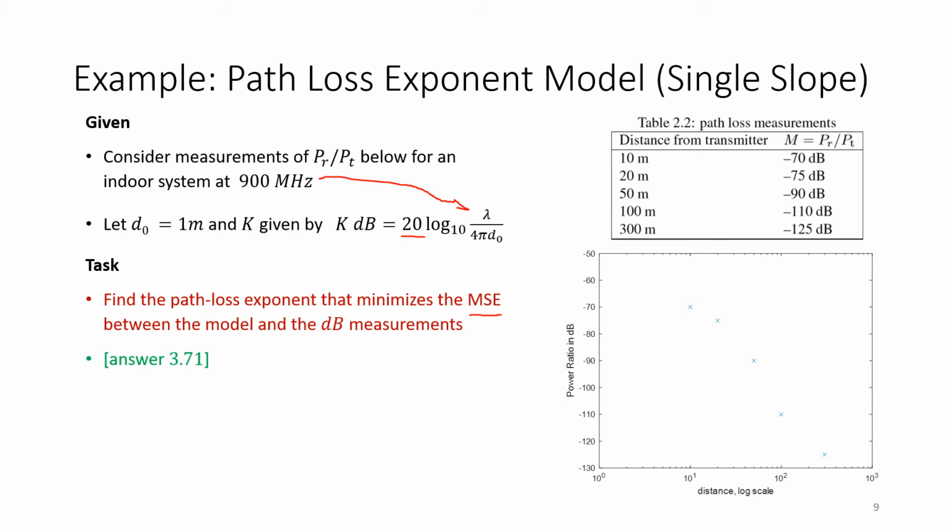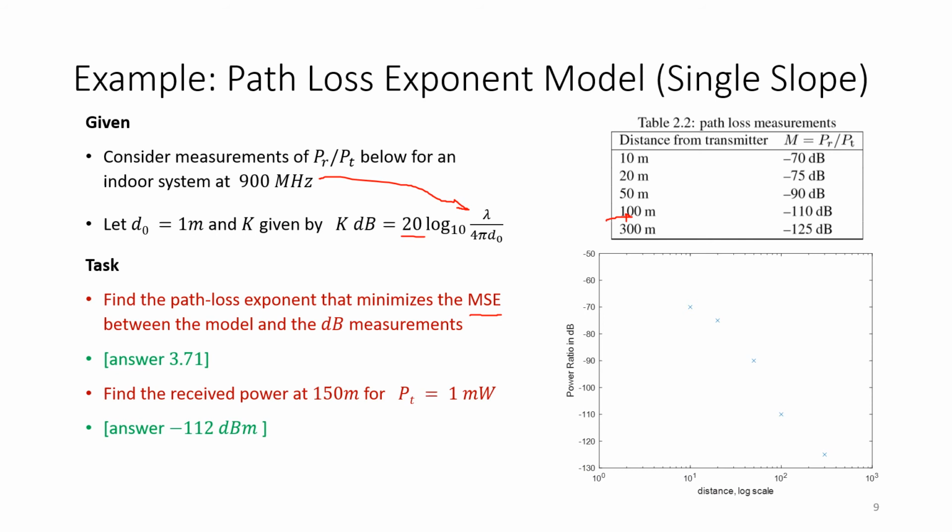The answer to this question will be 3.71, but we need to see how. And for the second part, find the received power at 150 meters for PT equal to 1 milliwatt. Now remember that 150 is not here, it's something in between. But once we fit the curve, we can use our curve to model.